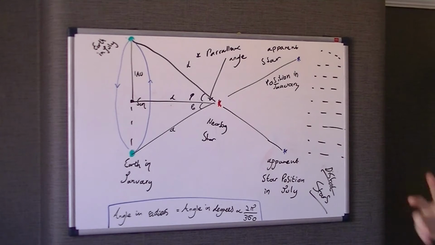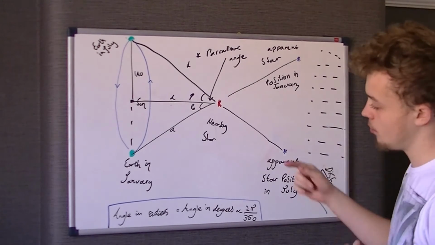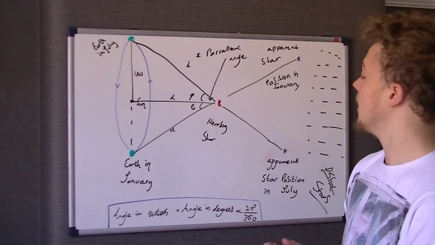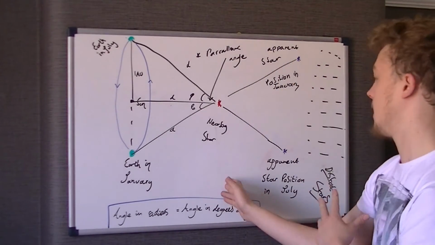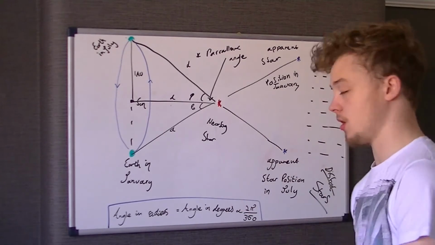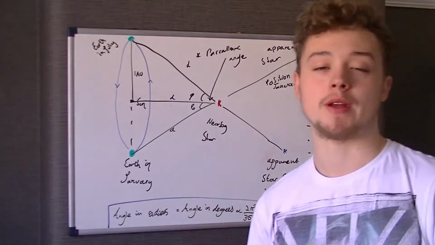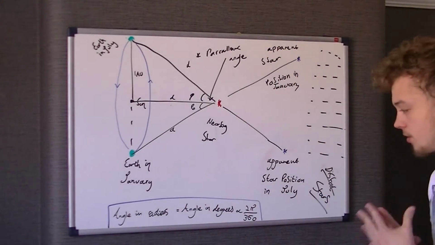So what I've drawn on the board here is basically the sun and the earth rotating around the sun, okay, and the distance relating to a nearby star and apparent positions of a far away star, and it just ranges from January to July. Okay, the first thing I want to go over is this.